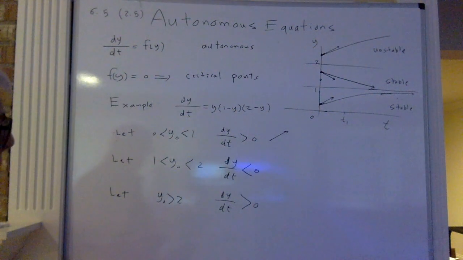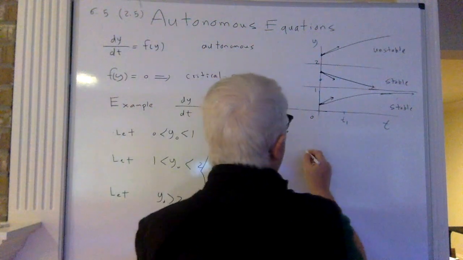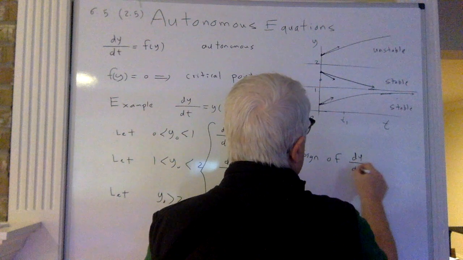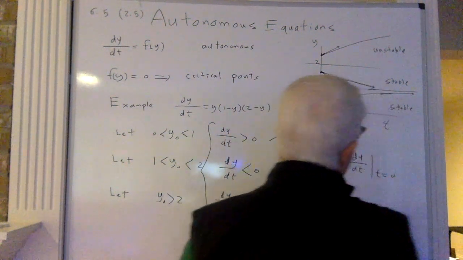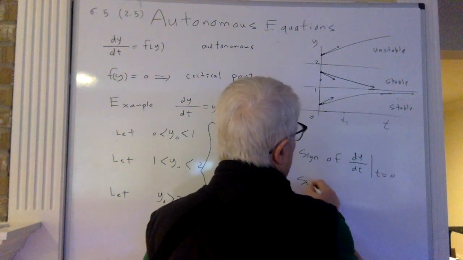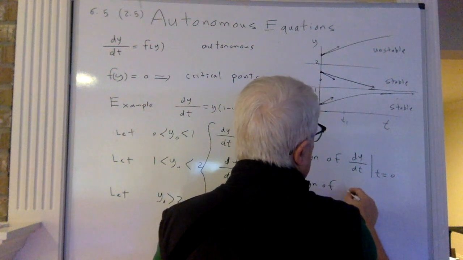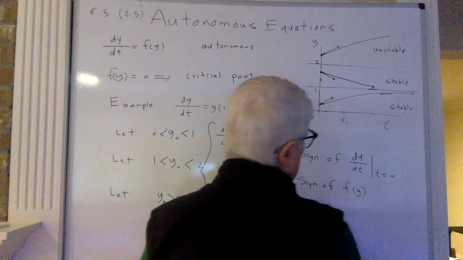So that stability basically depends on the sign of dy/dt at t equals 0, or it is the sign of f of y.